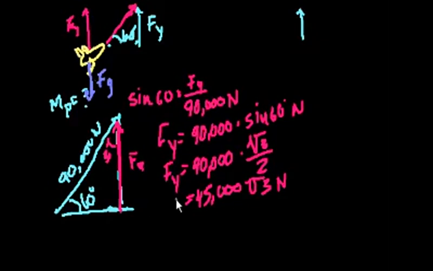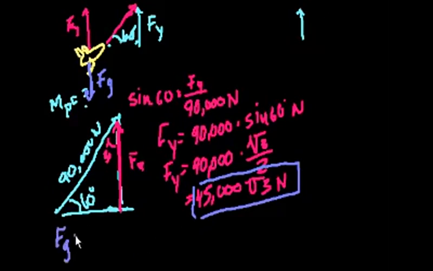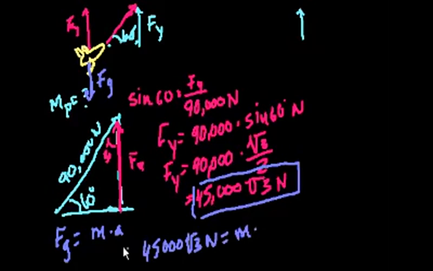So that means that the upward force is completely offset by gravity, or vice versa. So this is equal to the force in the y direction, and it's equal to the force of gravity, or essentially the weight of the plane. And what they want to know is what is the mass of the plane? Well, the force of gravity, or the weight, is equal to mass times acceleration. So the force of gravity, 45,000 square roots of 3 newtons, is equal to mass times the acceleration of gravity, 9.8 meters per second squared.